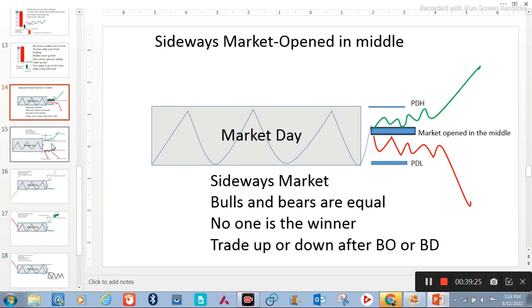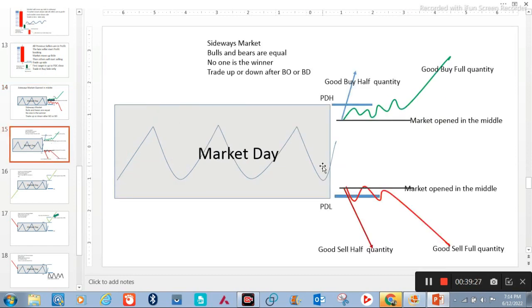This is one scenario. The next one is, suppose the sideways market opens a little above the previous day close. What happens? Suppose the market breaks the previous day high directly from here and moves in this direction directly without any sideways movement. Then here we have to buy the quantity of our investment.